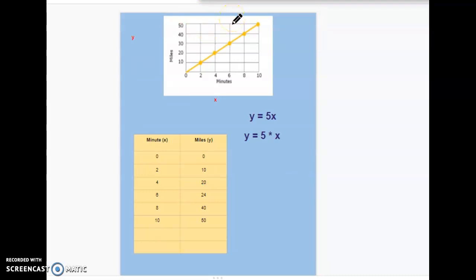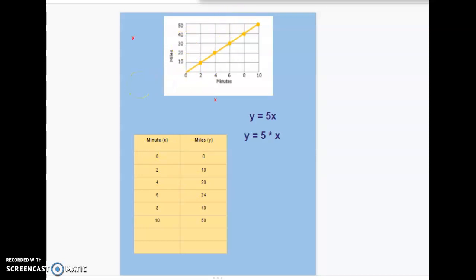So here's the same graph. Here's the equation, y equals 5x. And I just rewrote it so that you can see that 5x means 5 times x. So let's take a look at this table. Where did I get these points? Well, I got these values from the graph.